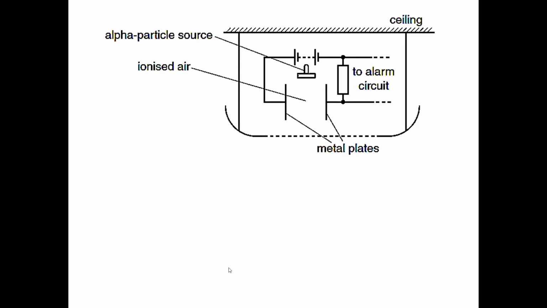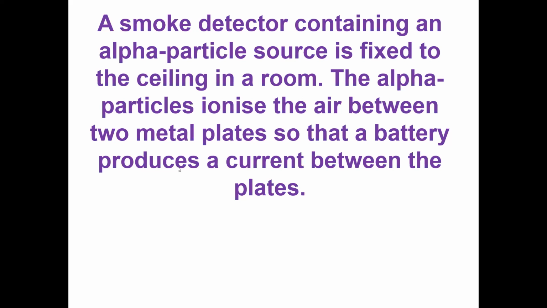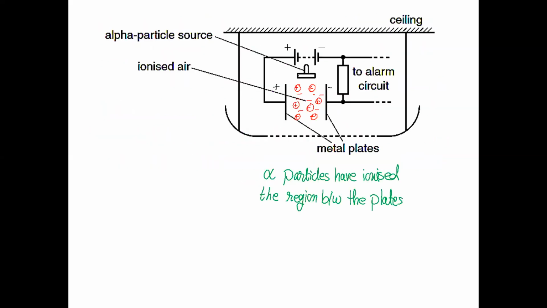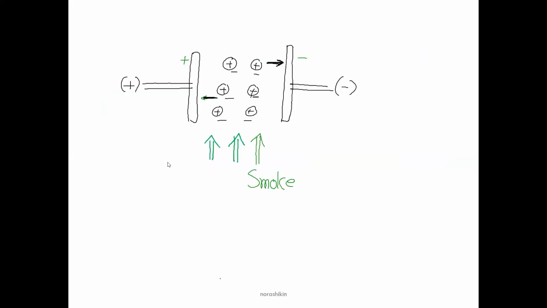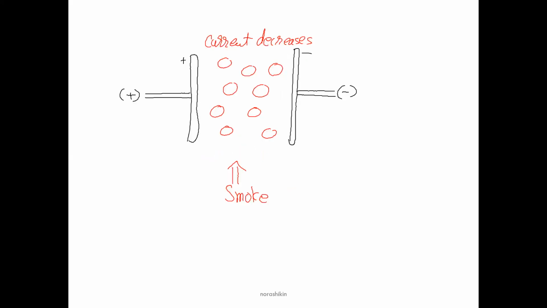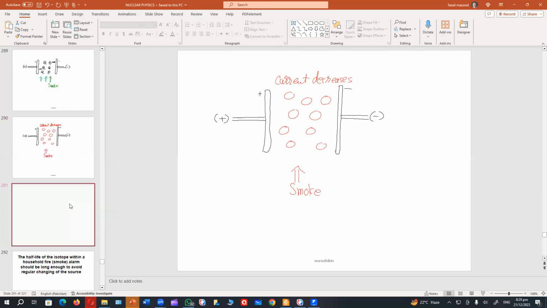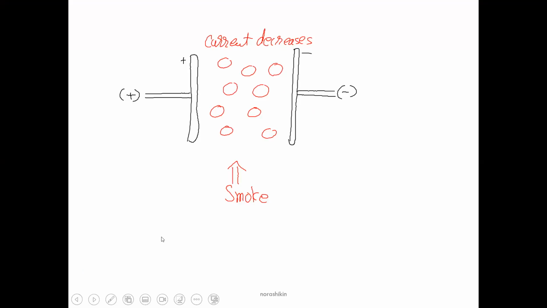I have explained the procedure, and the smoke detector is actually fitted to the ceiling. The alpha particle ionizes the air between the metal plates. Alpha particle causes ionization. When smoke enters, smoke particles absorb the ions, and this reduces the current. Then alarm rings.